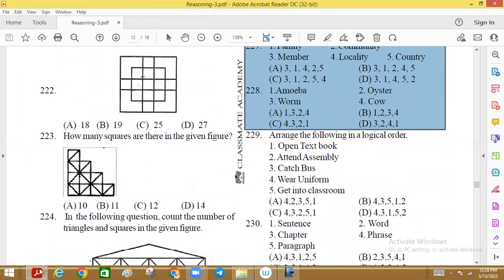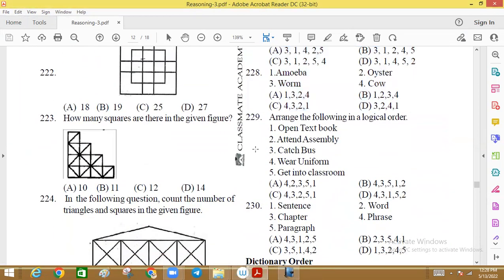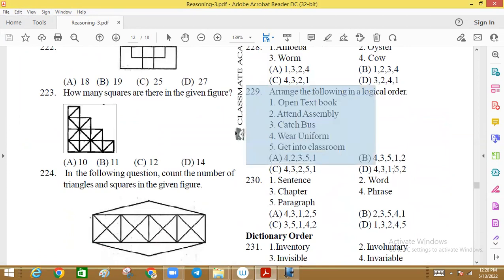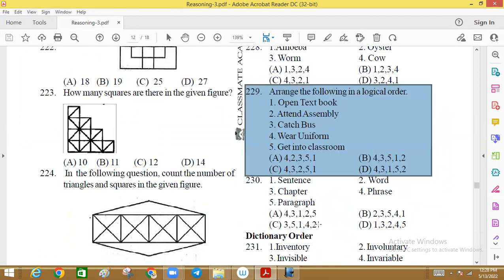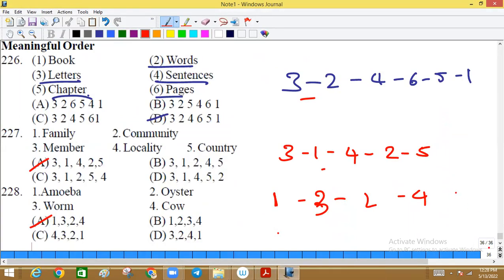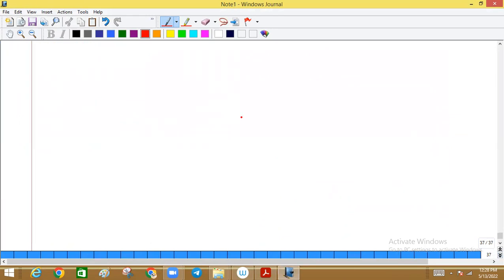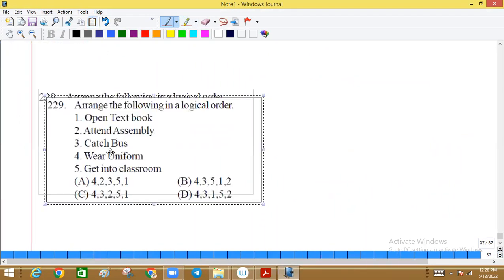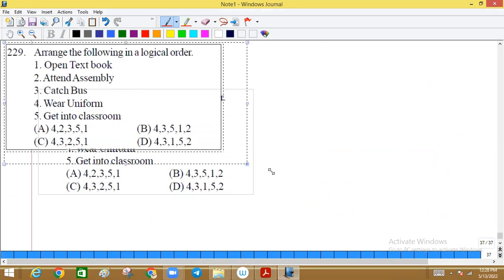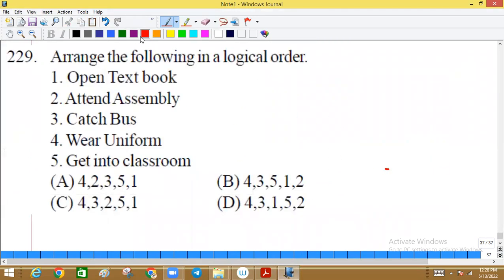I think you can do all this in the exam also. Yes or no? Okay, we'll solve this last one in this format, then we'll go to the next one. These are miscellaneous. There is no particular logic to solve these questions. Whatever the directions give, you have to follow and get the answer. Now, what is the logical order here? Let's try to find out the logic.